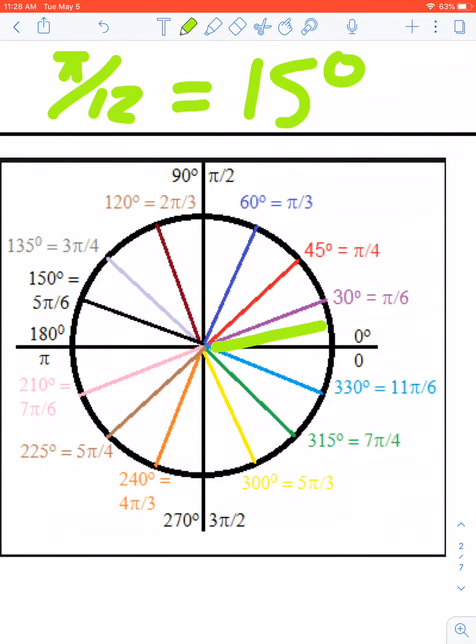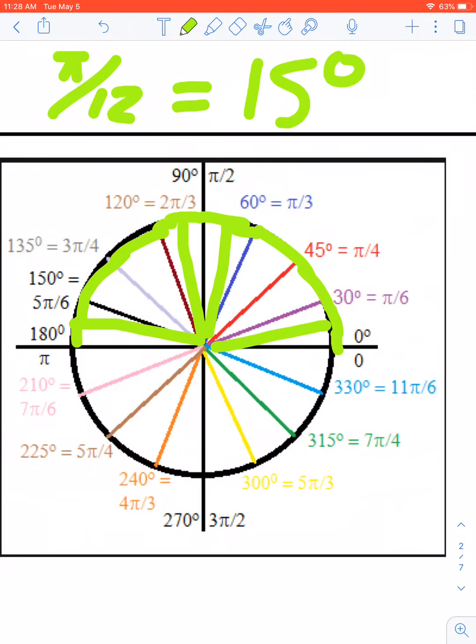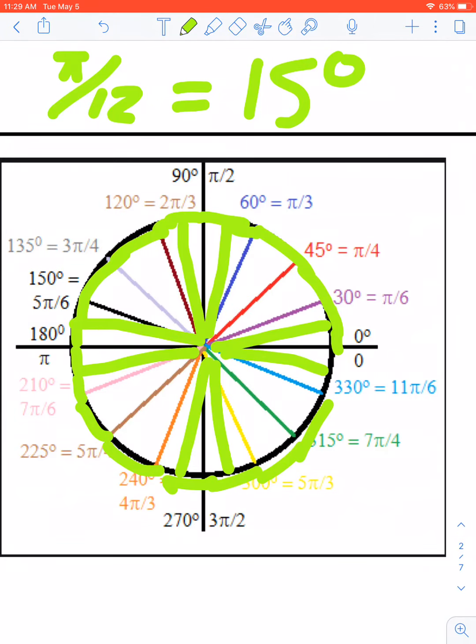So I need to have 15 degrees, 30, 45, 60, 75 degrees, 90, 105, 120, 135, 150, 165, 180, 195, 210, 225, 240, 255, 270, 285, 300, 315, 330, 345, and 360. 360 is all the way around the circle.